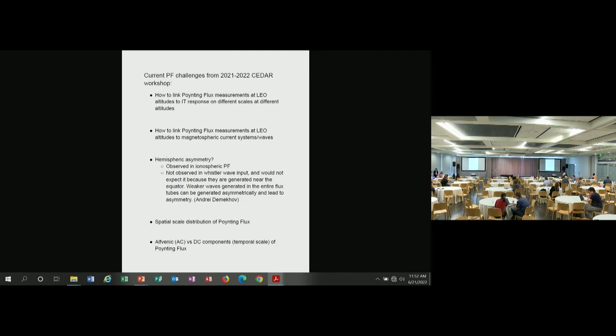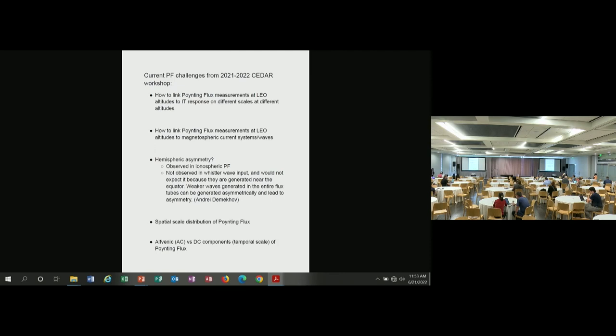I'm going to put you on the spot. Do you see any difference in the Poynting flux energy coming from the magnetosphere, and how does that impact the IT system? Do you have a modeling study to add to that? So, you're talking about the IT response. Small scale? Well, all scales, north-south hemispheric asymmetry.